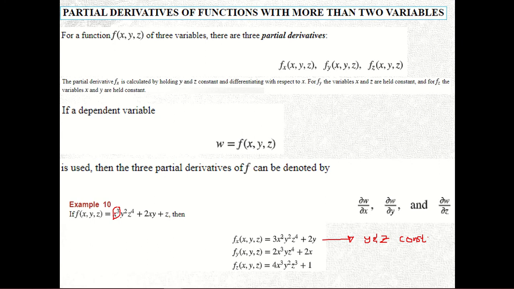Using the power rule, the derivative of x cubed is 3x squared, right? Then multiplied with y squared and z to the fourth. So that's why we have here 3x squared y squared z to the fourth. Then for the second term, y is constant, 2 is constant, so we just take the derivative of x. The derivative of x with respect to x is 1, 1 times 2 times y, so we have here 2y. Then z, since z is held constant, the derivative of a constant is equal to 0. So that's the first derivative.